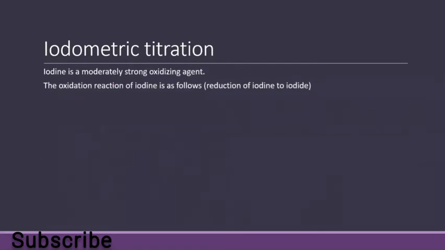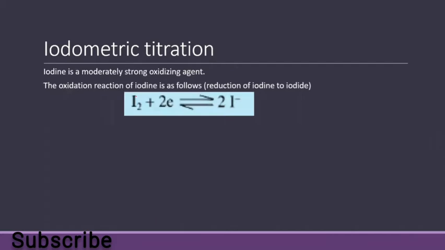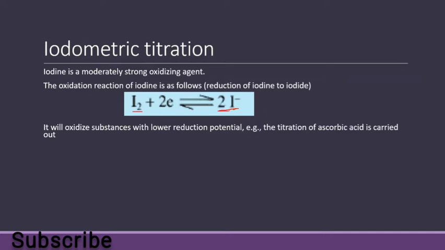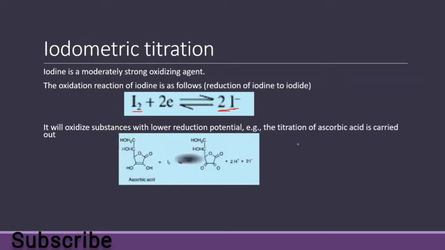Iodine is a moderately strong oxidizing agent. The oxidation reaction of iodine is as follows: iodine will get reduced to iodide. It will oxidize substances with lower reduction potential. The titration of ascorbic acid is carried out. Ascorbic acid is vitamin C.